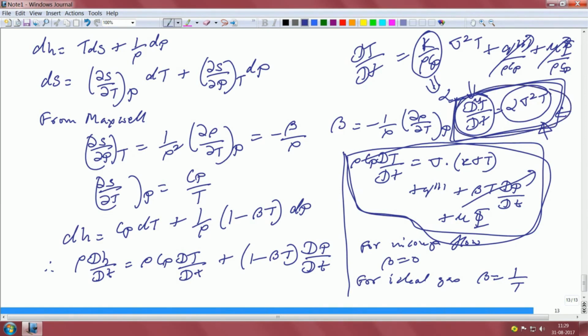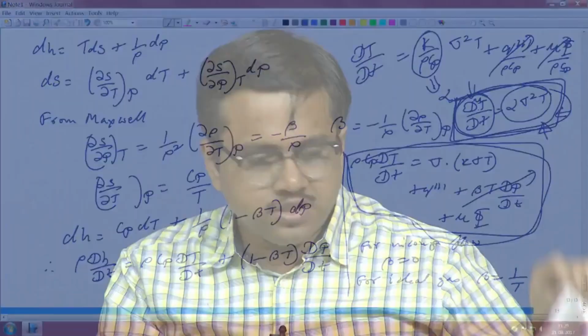In the next class, now that we are done with the conservation equations, we are going to look at the first set of canonical problems, which will be the flat plate.